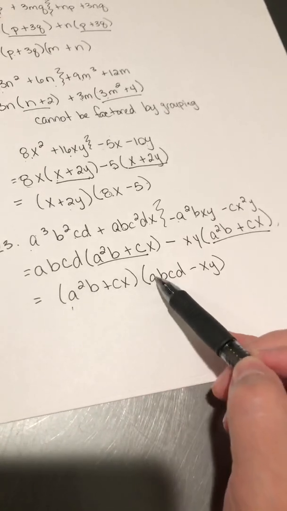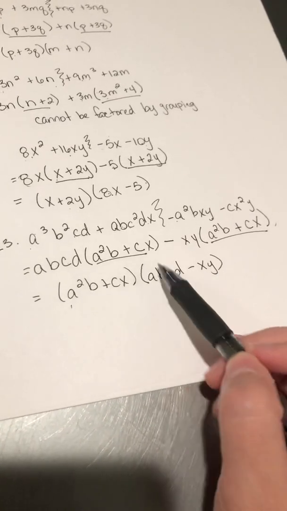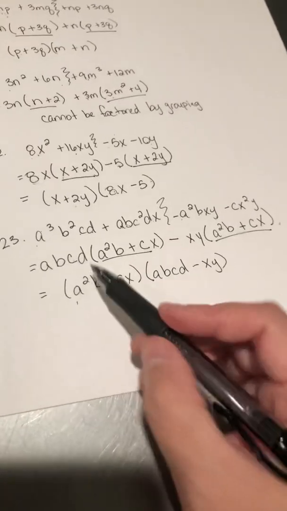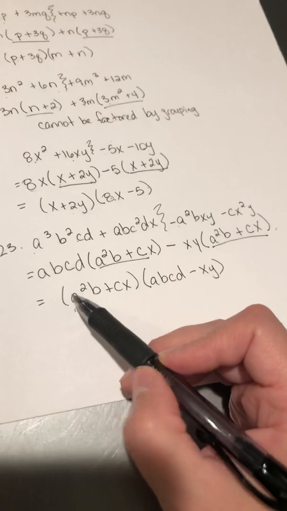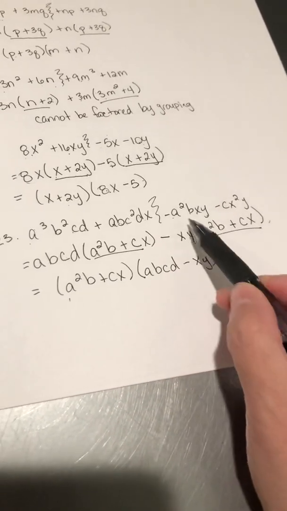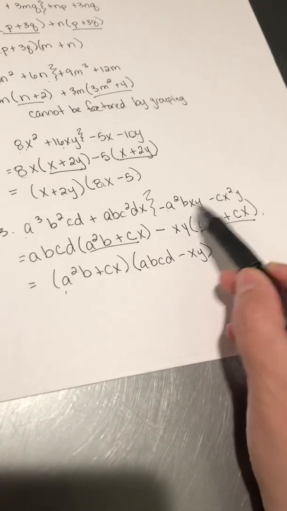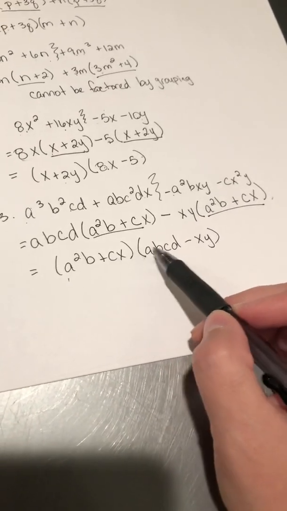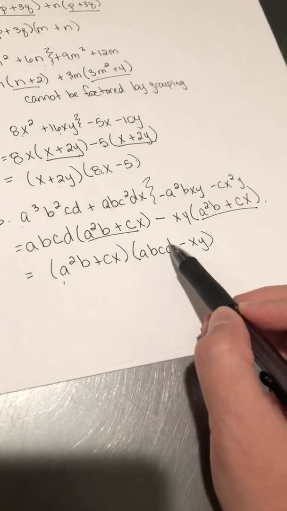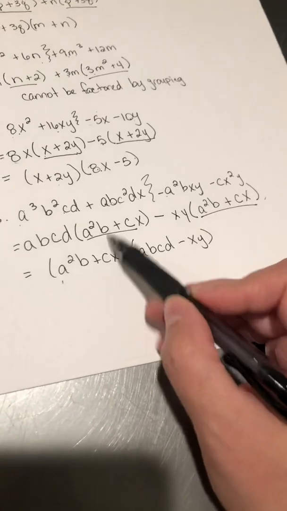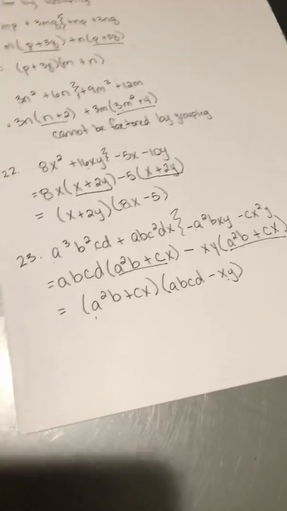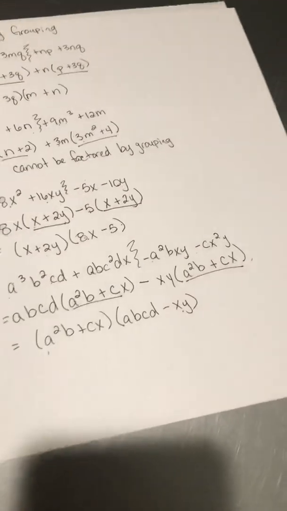So a squared times a is a cubed, b times b is b squared, and then cd. So there's the first term. Then for one of the middle terms, you got a squared b times negative xy, which is minus a squared bxy. Then you've got cx times a, b, c, d. So you've got a, b, c squared dx, which is here. And then cx times negative xy, which is negative x squared y. So always check these when you're finished.